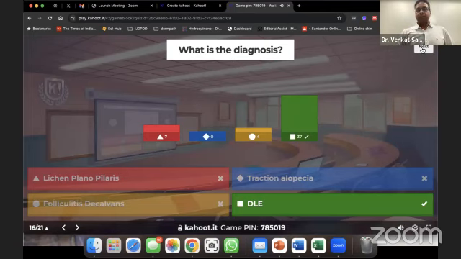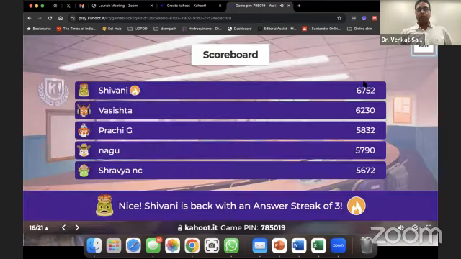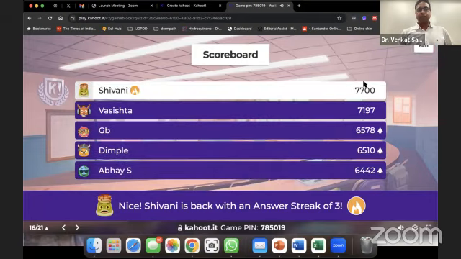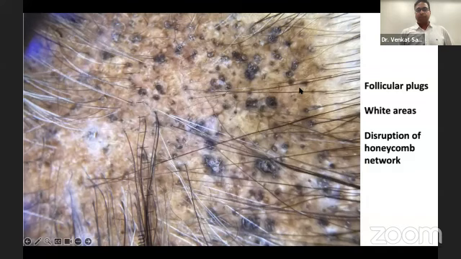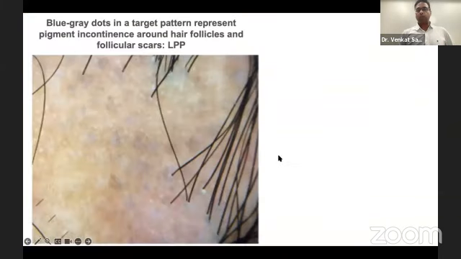The right answer is B, DLE, because the clue is the follicular plugs, which I've told you earlier. So that's the leaderboard. I'm going to move on fast because we are running out of time. So yeah, these are the follicular plugs. You can see here large follicular plugs, white areas, and disruption of the honeycomb network, which implies scarring, okay? So when there is scarring, you see white areas disrupting the honeycomb network.